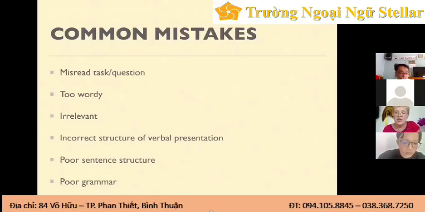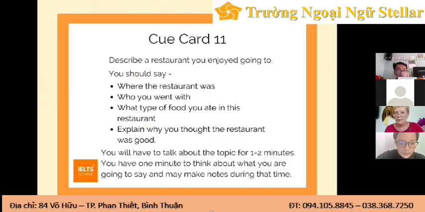Incorrect structure of verbal presentation. So how do you understand it? That's right, wrong order. You are talking about it in a strange order. And then poor sentence structure, I think you understand it, and poor grammar. As you can see, the pure English problem is right on the bottom. Poor grammar or poor sentence structure.